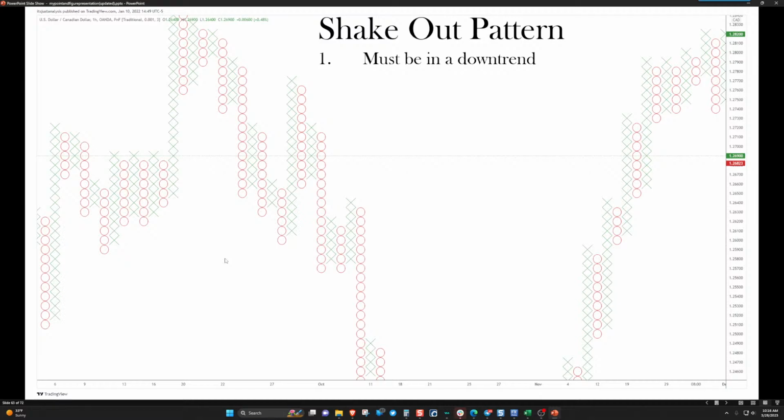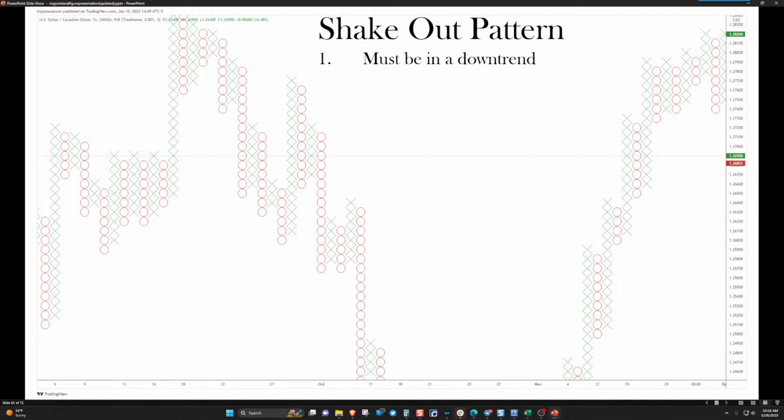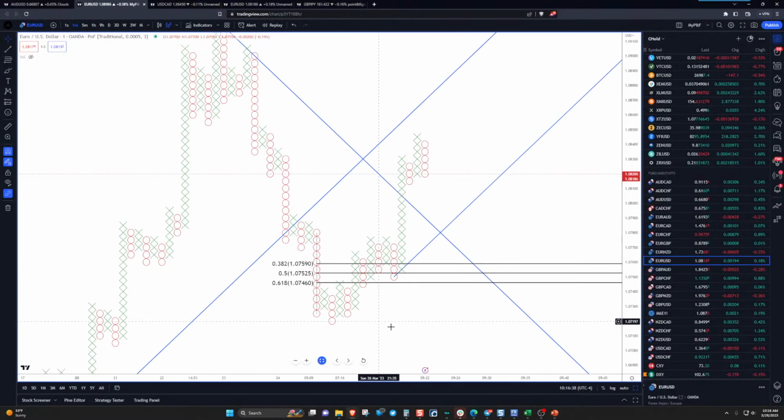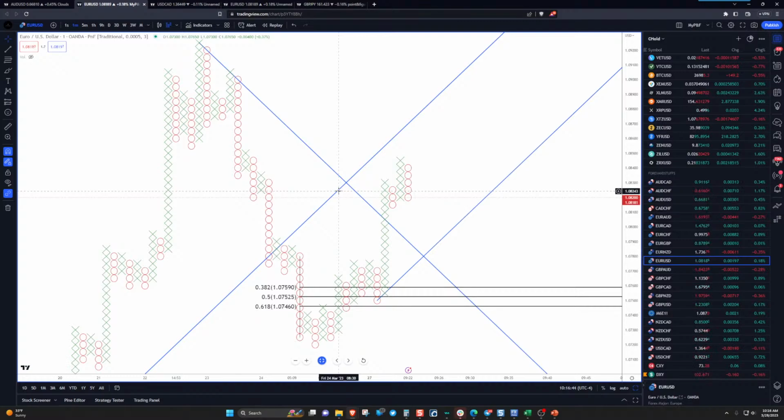Shakeout. Oh man. After catapults, these are my favorite, but these are kind of tricky, okay? Here's the rules. All right, so shakeout. Because there's bullish shakeouts and bear shakeouts, but I'm showing you the bear shakeout. So it has to be in a downtrend. What does that mean? Well, I should have written bear market. This is where you would establish whether or not the shakeout pattern is appropriate.